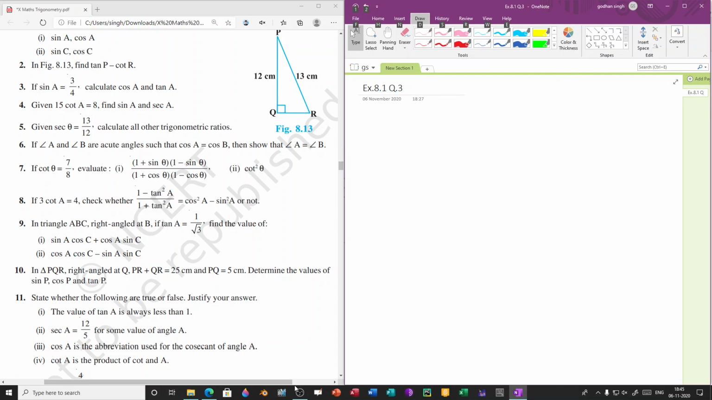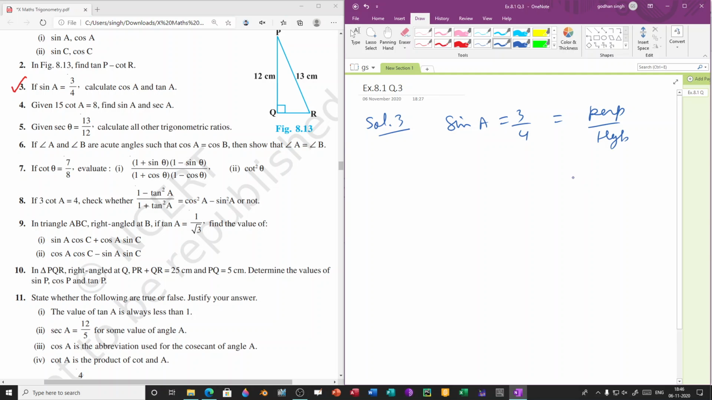Exercise 8.1 question number 3. If sin A equal to 3 by 4, calculate cos A and tan A. So solving question number 3, solution 3. Sin A equal to 3 by 4, and we know sin is equal to perpendicular by hypotenuse. So this is perpendicular and this is hypotenuse.